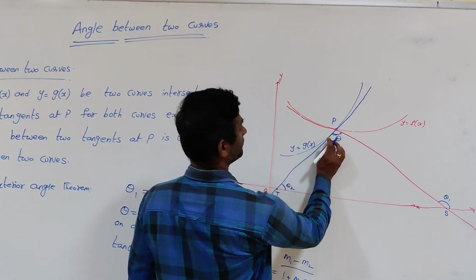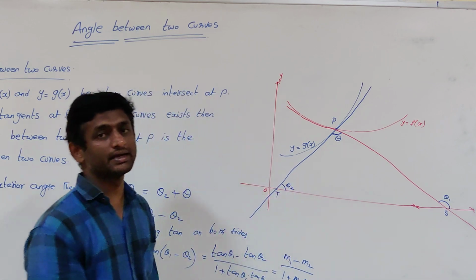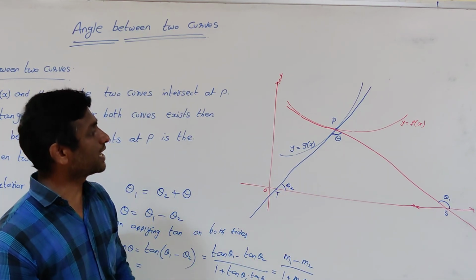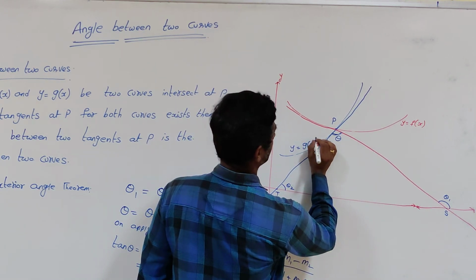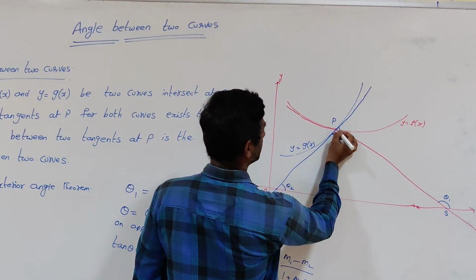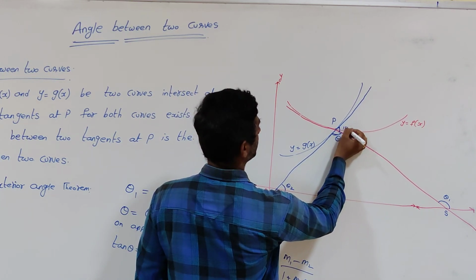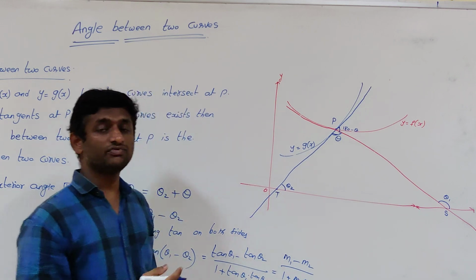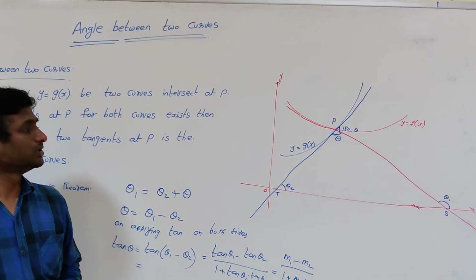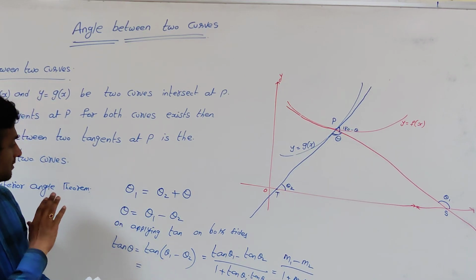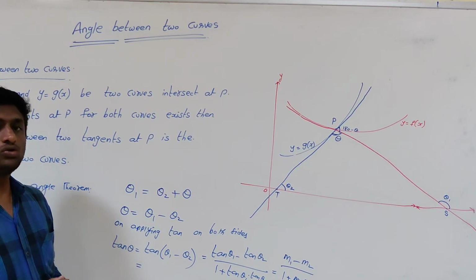If this theta is the angle, there is one more angle which is also included as an angle between two curves. This is the angle between two curves. If this is theta, then this will be 180 minus theta. Means if theta is acute, the other angle will be obtuse. So we'll write down the definition of the angle between two curves.